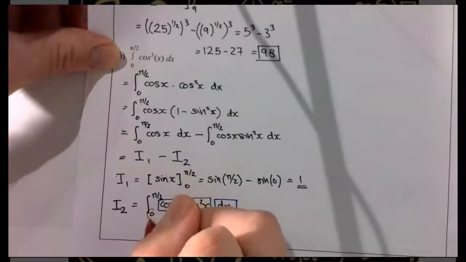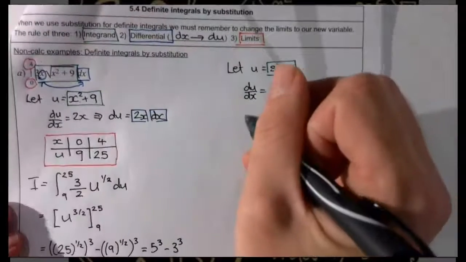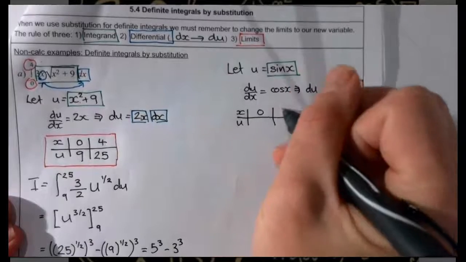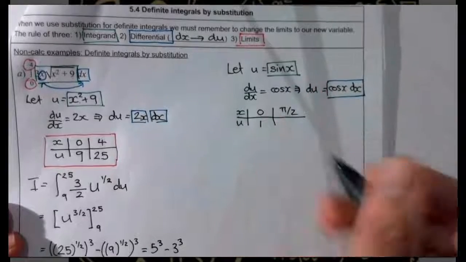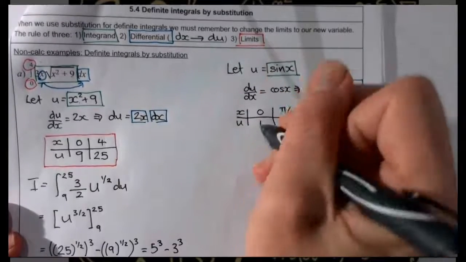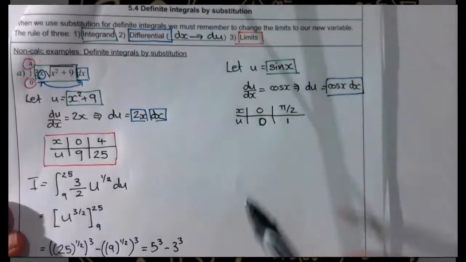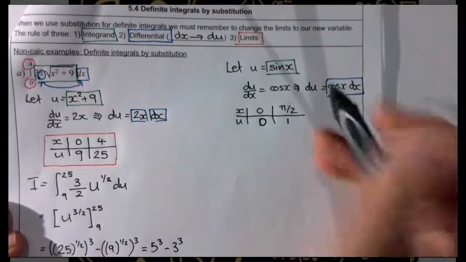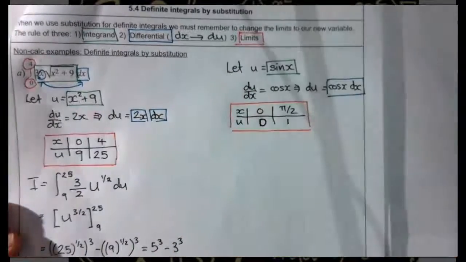But of course, there's always three things. I need to look at the limits. So, just like before, I draw a quick table. X and u. Two values of x are 0 and pi over 2. If x is 0, sine of 0 is 0, so u is 0. If x is pi over 2, sine of pi over 2 is 1. So my values are 0 and 1, which means I now have all the information I require to do the substitution.